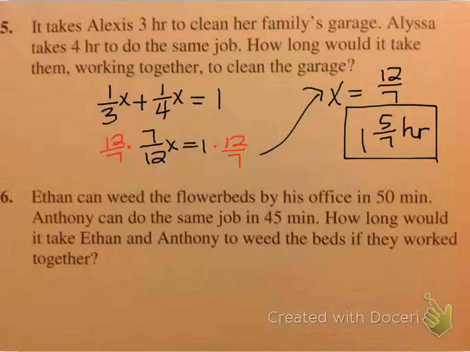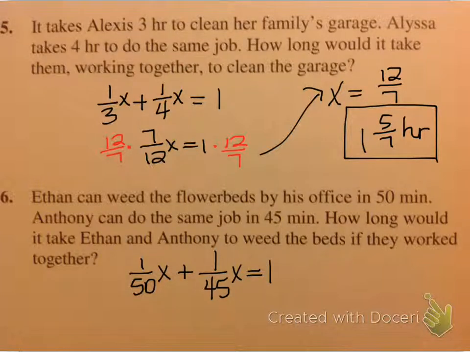We would set up the next problem in a similar manner. Ethan can weed the flower beds by his office in 50 minutes. Anthony can do the same job in 45 minutes. How long would it take Ethan and Anthony to weed the beds if they work together? So you can think of it as 1/50 x plus 1/45 x is going to equal the total job.